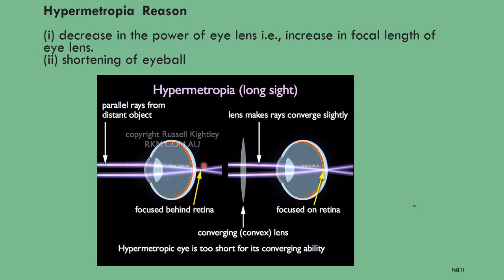Maybe in the exam they will ask: what is the reason that in hypermetropia the image forms beyond the retina? You have to give two reasons. One, decrease in the power of the eye lens. Because of the decrease in the power of the eye lens, the focal length of the eye lens is increased, and the size of the eyeball is decreased. Those are the two reasons. This is the cause of hypermetropia.